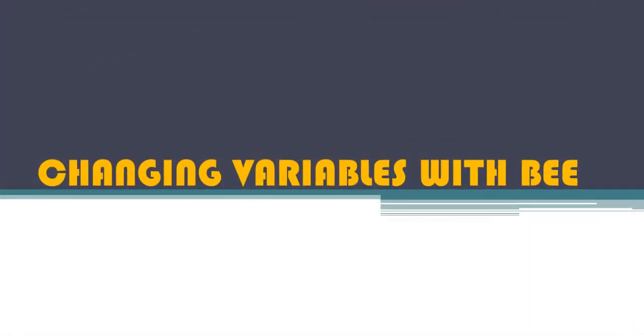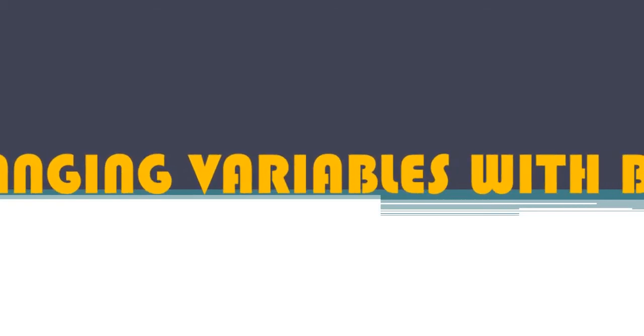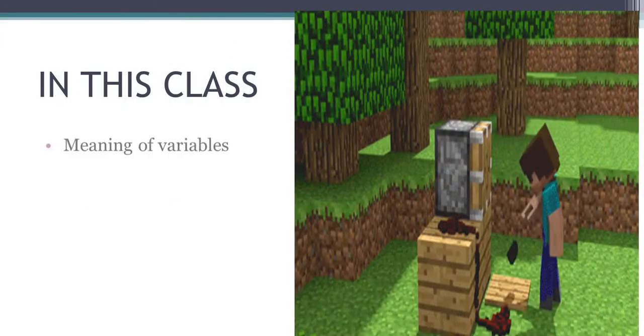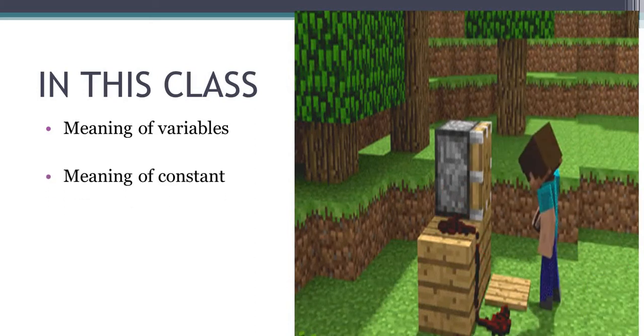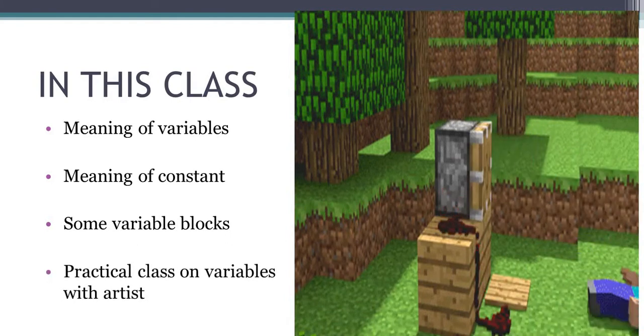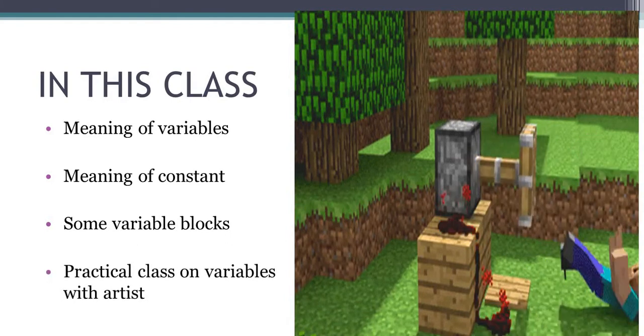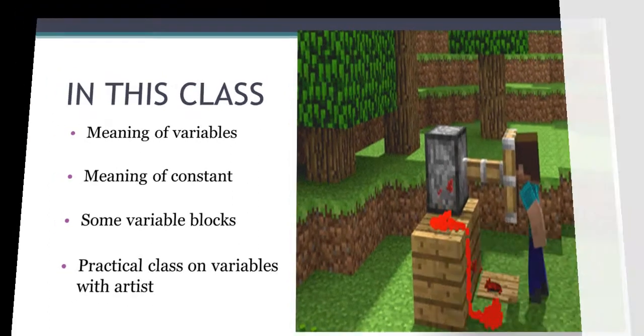In this class, we are also going to be looking at variables, but this time we look at changing variables with Bee. Now in this class, we will be looking precisely at the meaning of variables. We also look at what constants are, some variable blocks, and as usual, a practical class on variables.